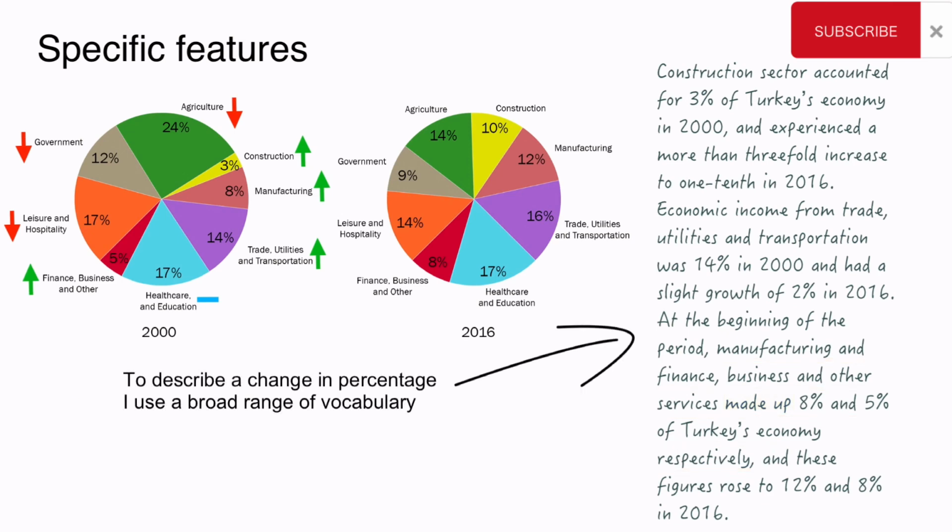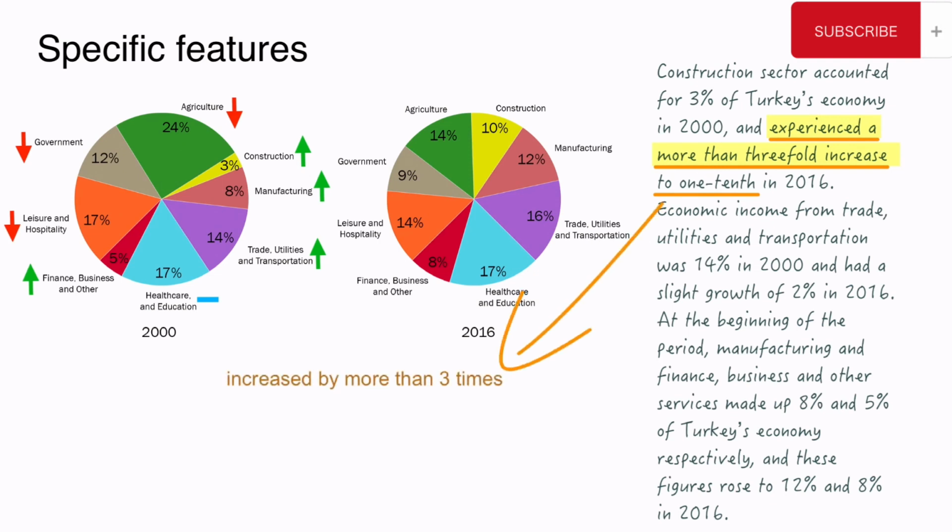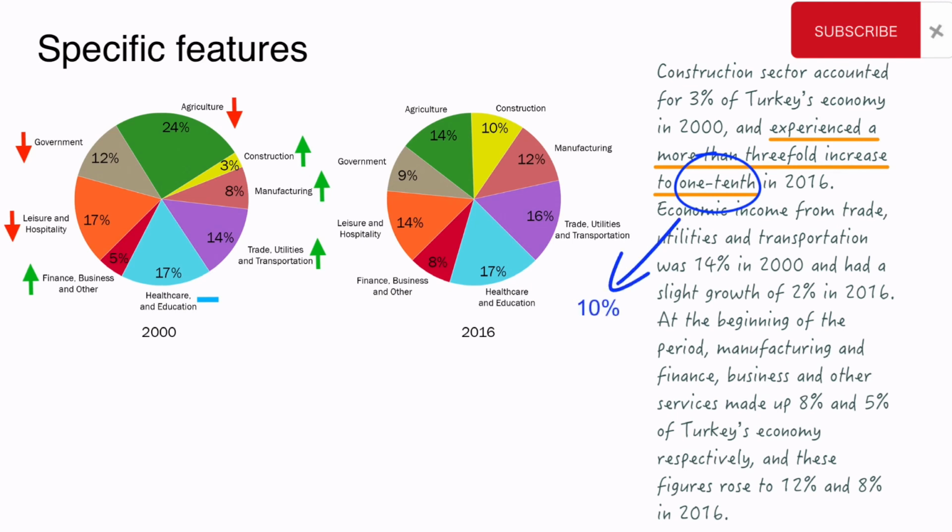To describe a change in percentage, I also use a broad range of vocabulary. Had a slight growth of 2%. These figures rose to 12% and 8%. Experienced a more than threefold increase to 1/10. Here, experienced a more than threefold increase is a synonym of increased by more than 3 times or more than tripled. And 1/10 is a nice expression to say 10%.